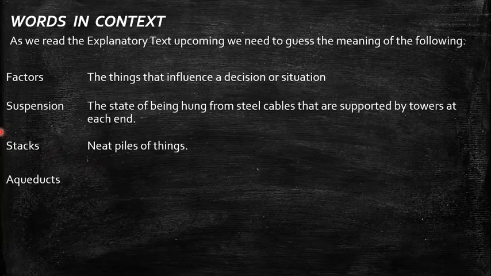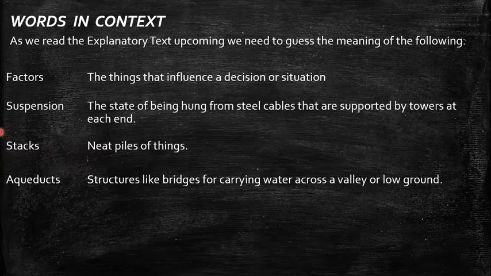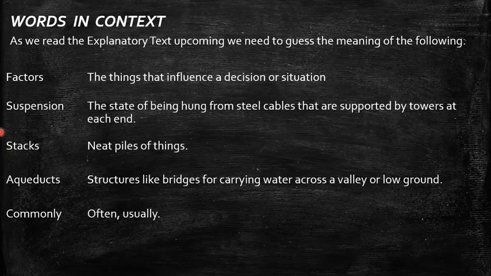The other word is aqueducts. Aqueducts are structures like bridges for carrying water across a valley or low ground. So if we want to carry or transport some water from a reservoir to a locality or to a field, we can construct an aqueduct, which is like a bridge which carries the water from one place to another. The second last word is commonly. Commonly means usually or in common or often.